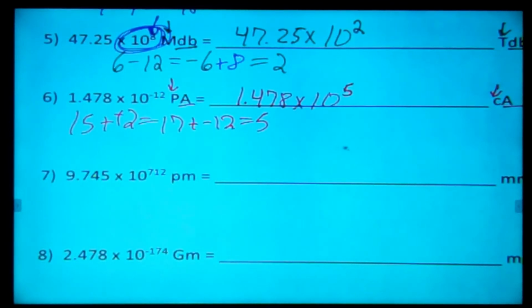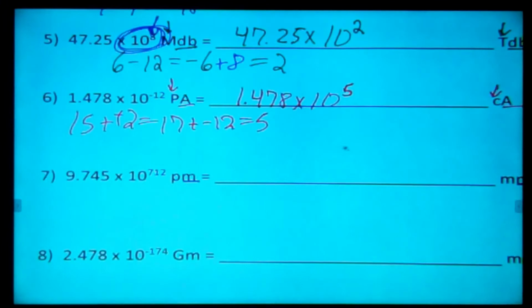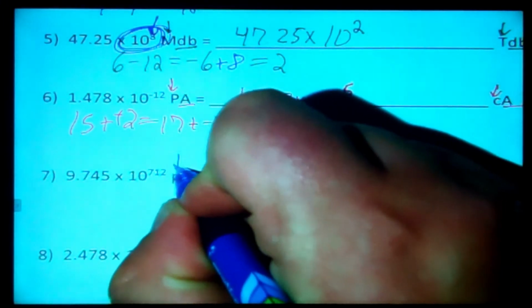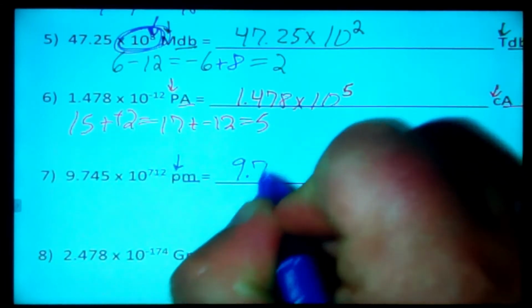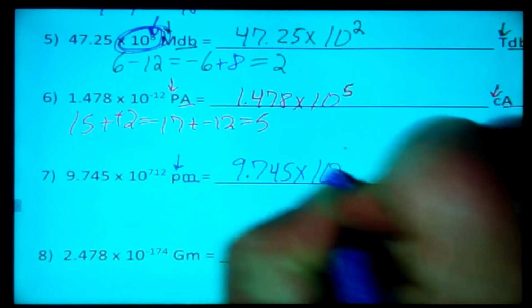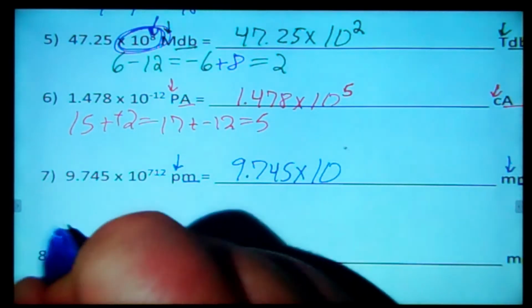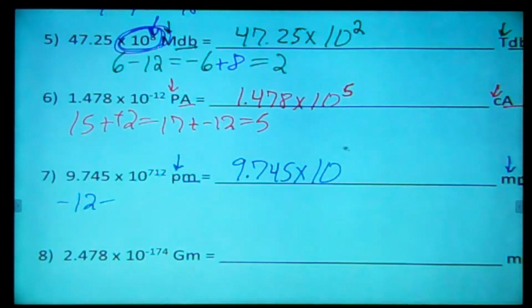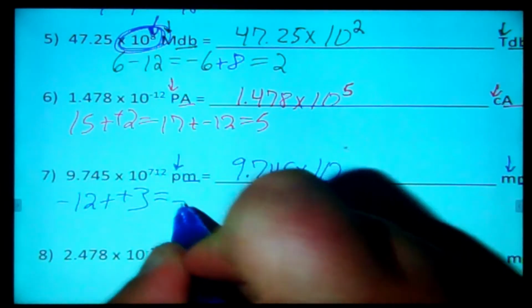Let's move to number 7. Number 7, the little m's are the same. So I'm finding the difference between pico and milli. So let's write the number down. That's step 1. Step 2, find the difference. Pico is 10 to the negative 12th. Subtract out milli, which is a negative 3. So add a positive 3, which is negative 9.